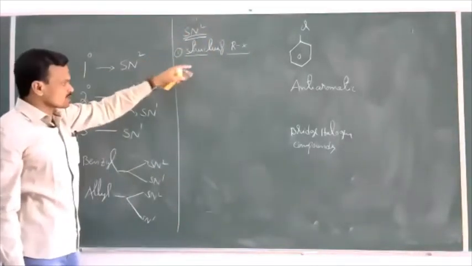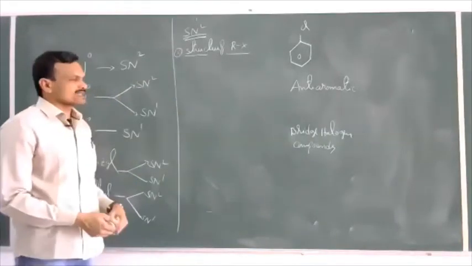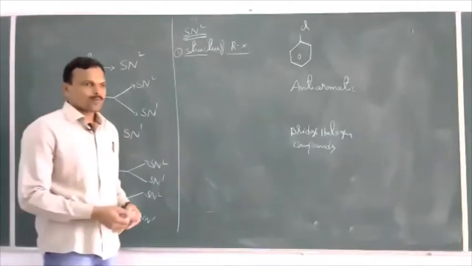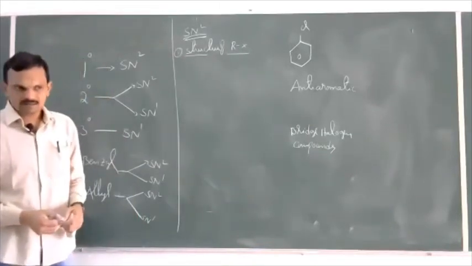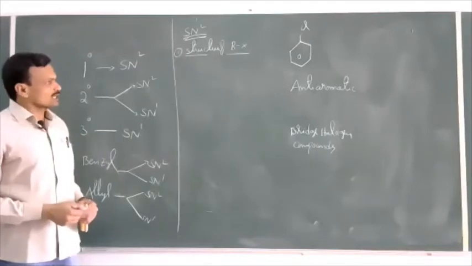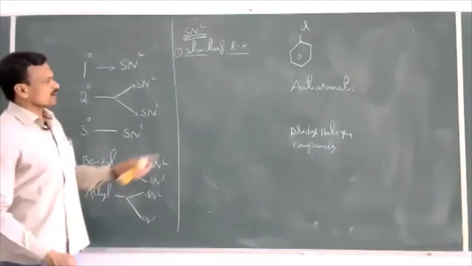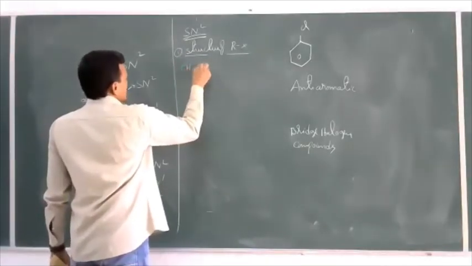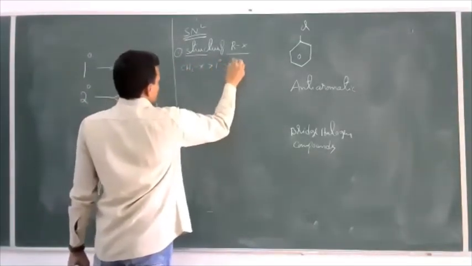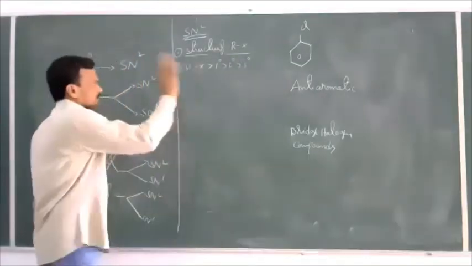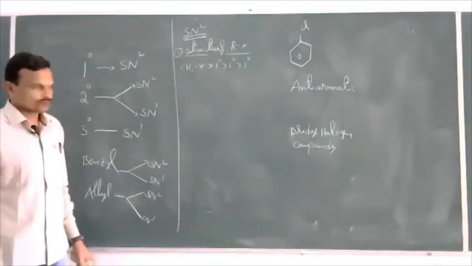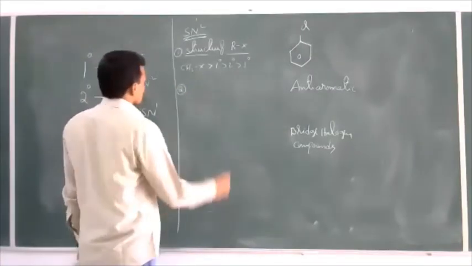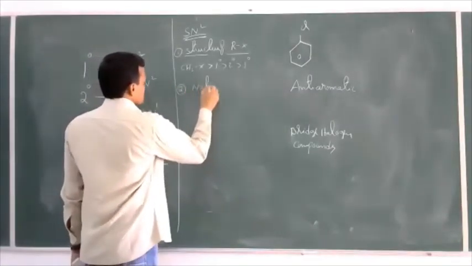As we discussed just now, as the substitution at the halogen attached carbon increases, that is, as the number of branches at the halogen attached carbon increases, the reactivity decreases towards SN2. So the order is CH3X greater than primary greater than secondary greater than tertiary. This is structure of haloalkane. First factor. The second factor is nature of leaving group.